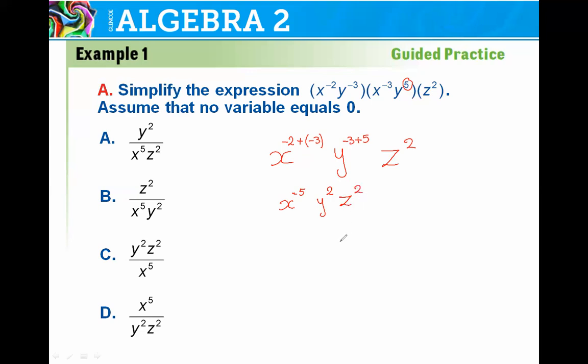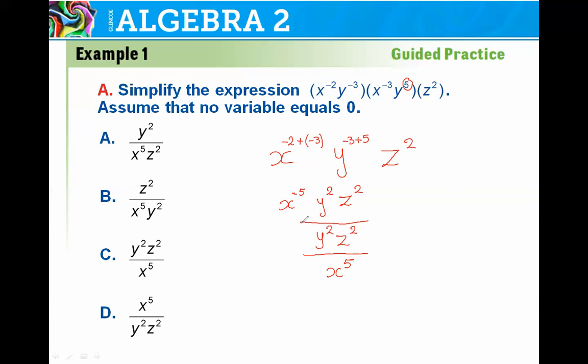Is this the simplest form? No, Mister, there is a negative 5 power, as you could see. So you need to flip the fraction. Since the power is negative, x turns down, x power 5. And then y with power 2, z with power? Both 2. So this is our final answer.